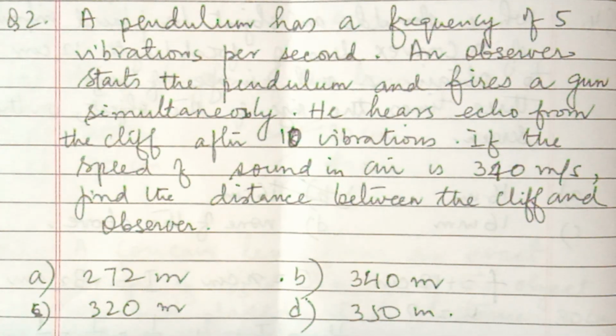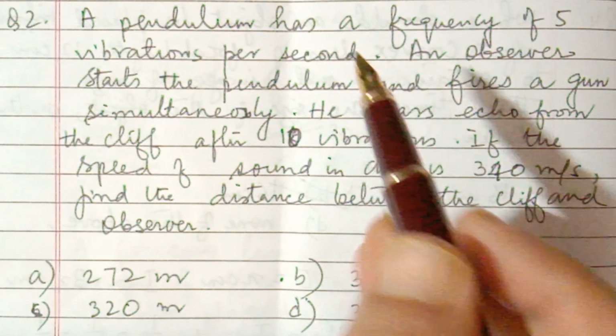In the second question, a pendulum has a frequency of 5 vibrations per second.